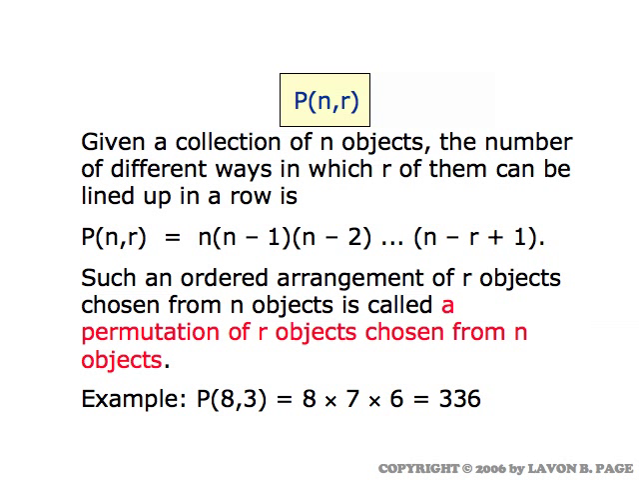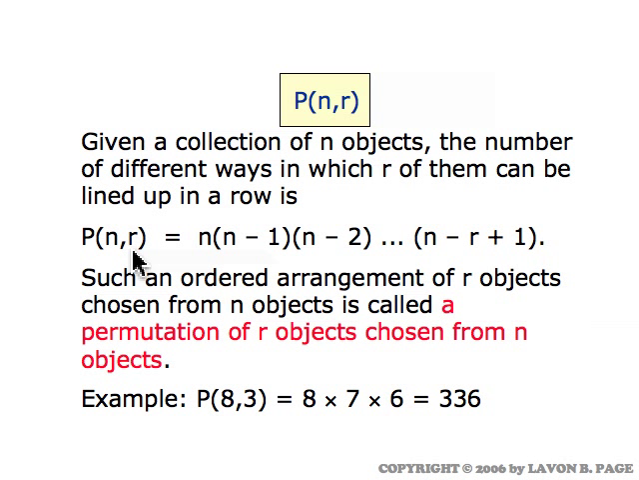Some special notation is involved with permutations. Given a collection of n objects, the number of different ways in which r of them can be lined up in a row is written as P(n,r). So P stands for permutations, of course. n is the number of objects you have in the collection, and r is how many of them you're going to be lining up in a row.